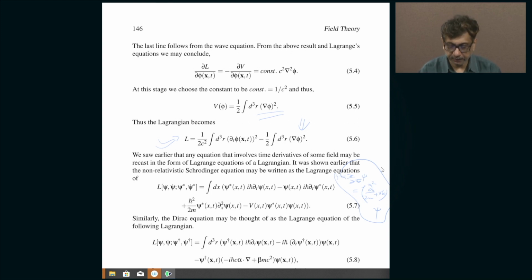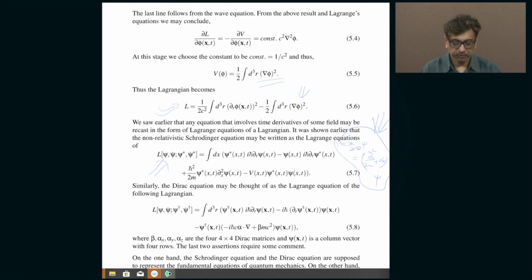The claim is that this time dependent Schrodinger equation may be thought of as the Euler-Lagrange equation of this Lagrangian. So, the Euler-Lagrange equation of this Lagrangian is in fact your Schrodinger equation. I will allow you to work this out, or I will explain it to you in some tutorial that you will see at a later date.